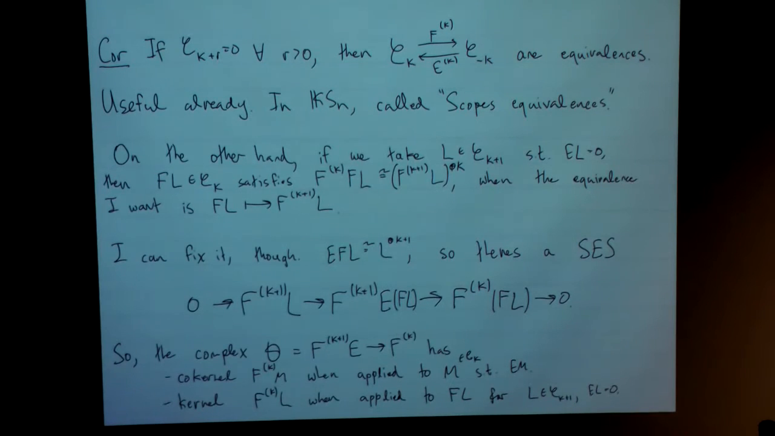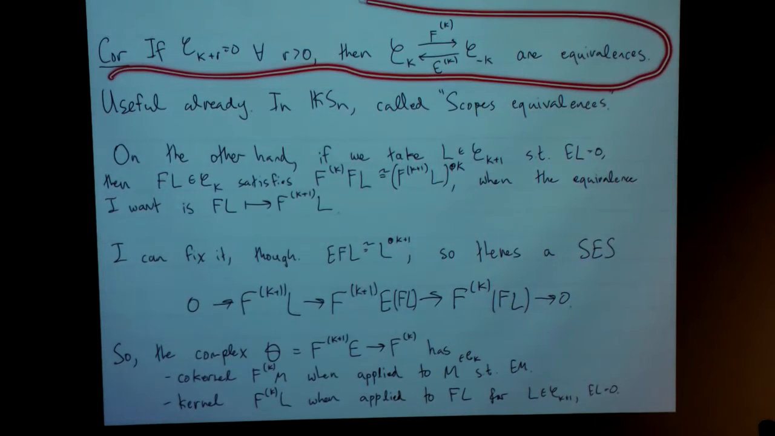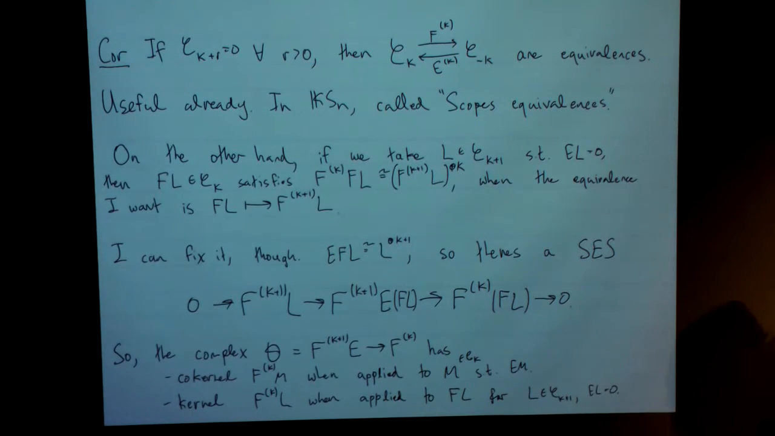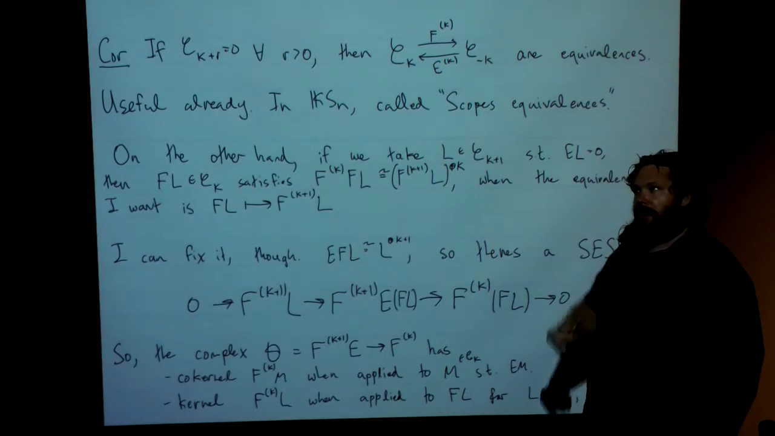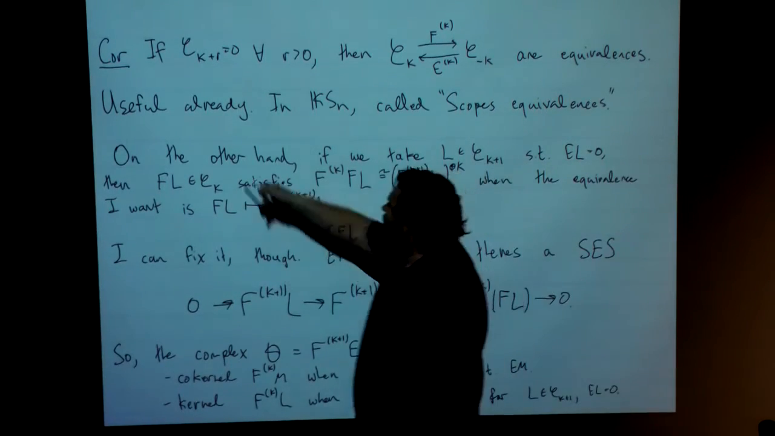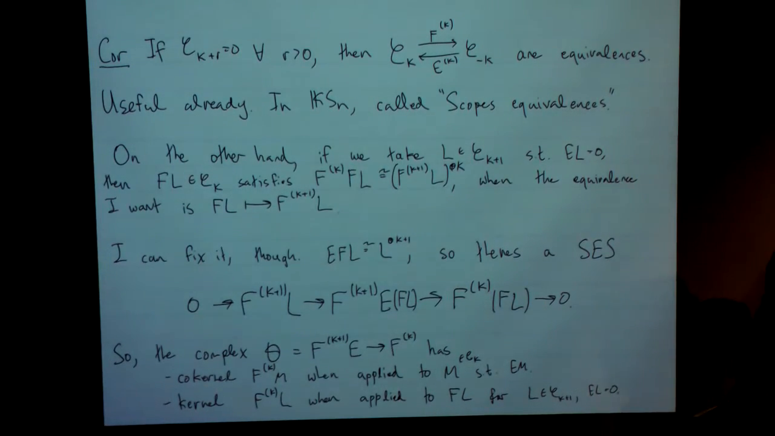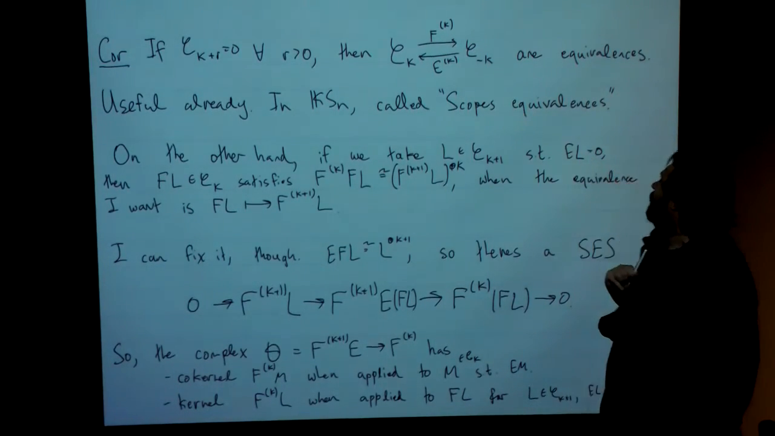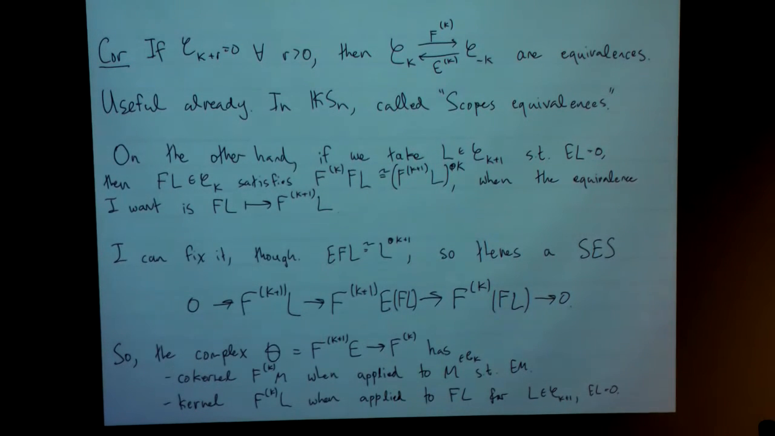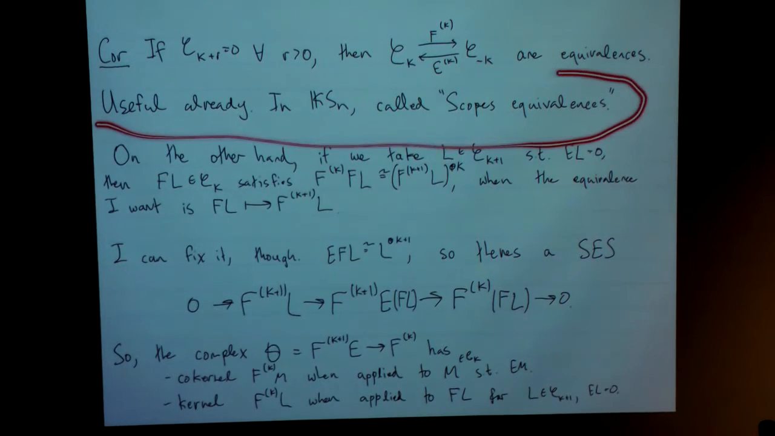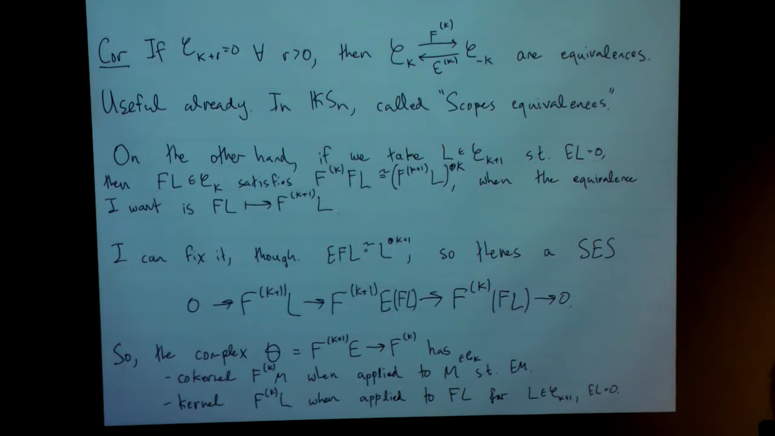Okay, so important corollary. If my K is maximal such that my weight space is non-zero, so if I look at K plus R for any positive R and I get 0, then actually applying these divided powers are equivalences of categories. They're equivalences of abelian categories. So this is already useful. In category O for sl_m, these are exactly the Morita equivalences that we blocked for Webster's.